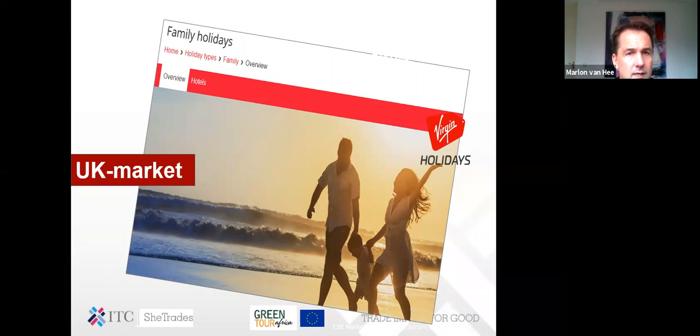Some tour operators have family holidays as an item in their main navigation, for example. So it seems that family travel is getting more and more visible and better represented on the corporate websites of the UK outbound tour operators. So it seems that there's a growing popularity concerning family holidays in the United Kingdom.